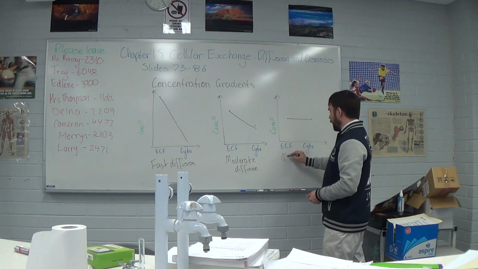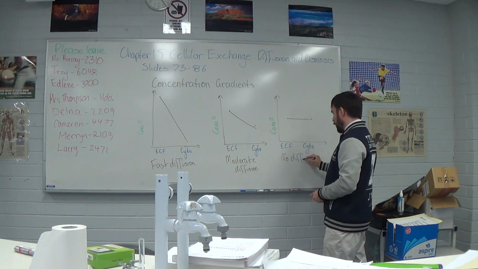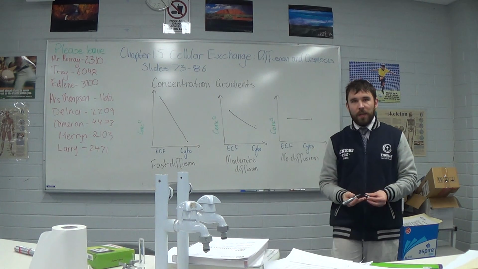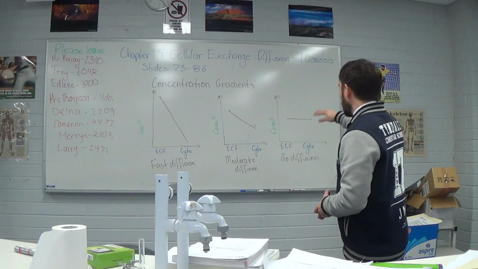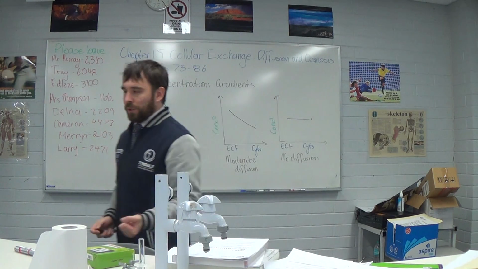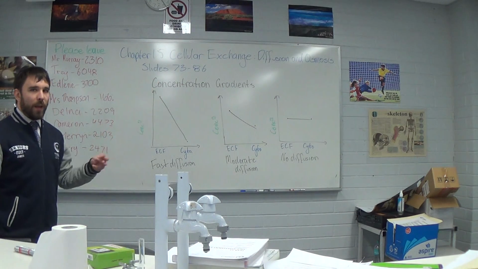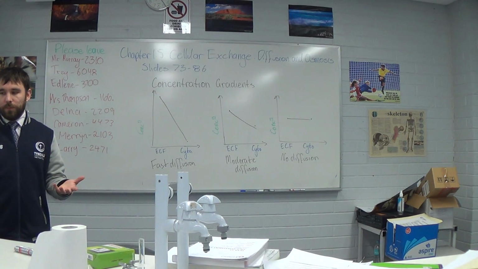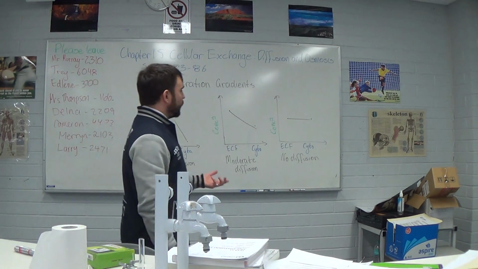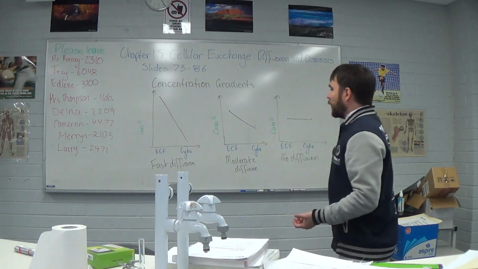And then we have no diffusion because there's no gradient. The concentrations are the same in the extracellular fluid and the cytoplasm, so we have no diffusion. Our rate of diffusion is 0 when we have two sides that are equal, when we have an equilibrium, we call it.